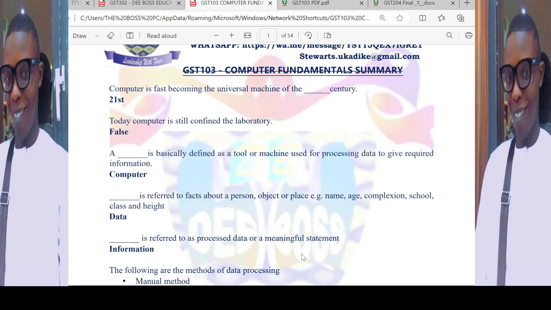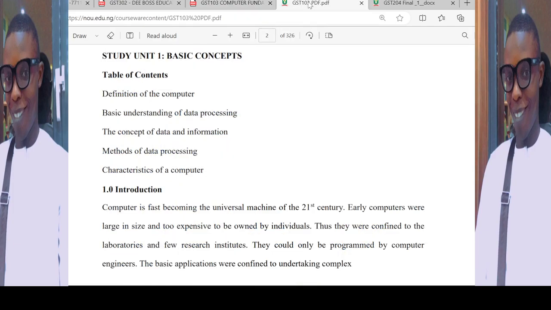Now, from the course material, which I am going to be sharing on my screen, you can see that the first topic here is the basic concepts. So we're going to be summarizing the majority of the things in this particular unit. And if time permits, we can look at a little bit of extras. I will be heavily focusing on the summary I prepared.